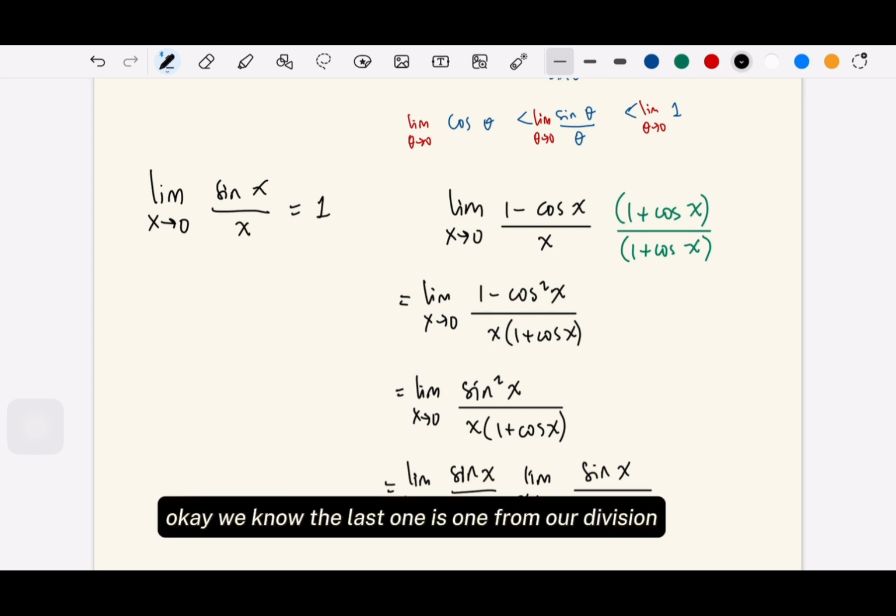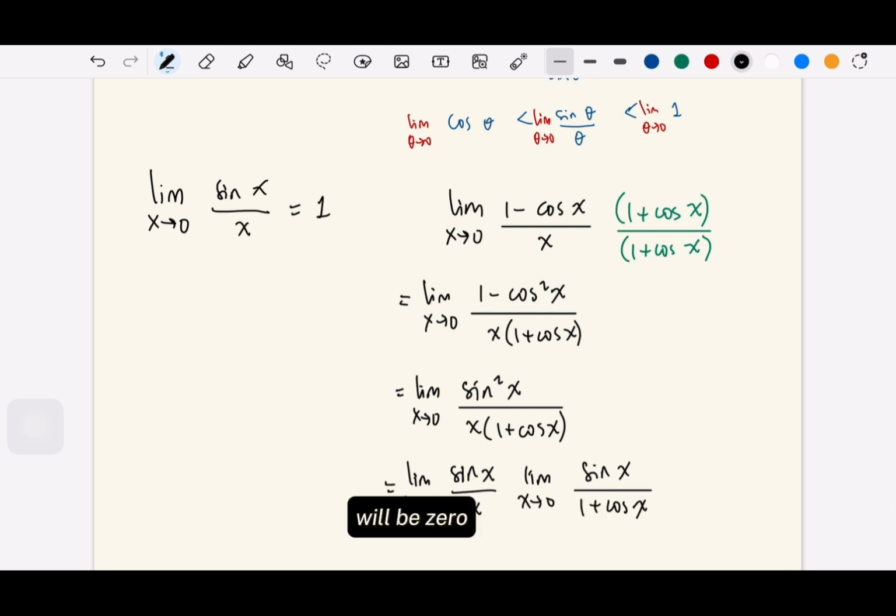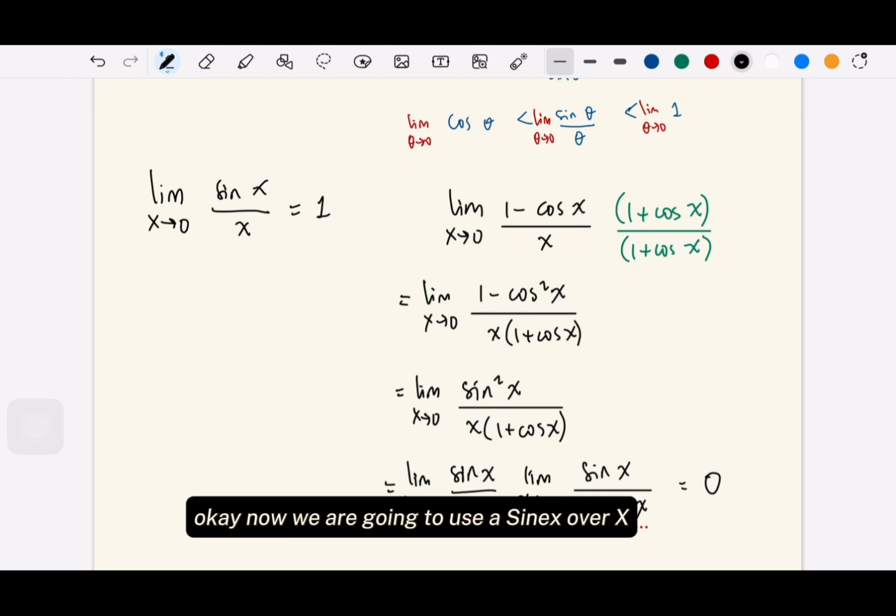Okay, we know the left one is 1 from our definition, but how about this one? We put x at 0, it's 0 over 1. So the whole thing on the right will be 0. So the conclusion: 0 times 1 will be 0. Now we are going to use the sine x over x and then sine x over 1 plus cosine x in our definition for the derivative, okay?